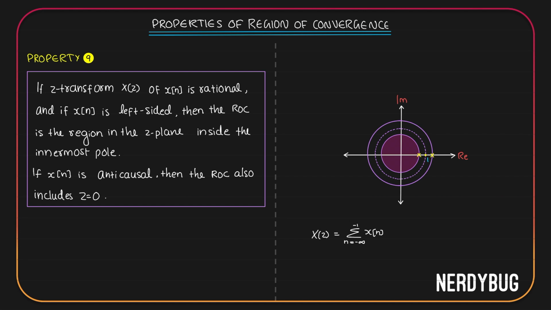X of n, z raised to minus n. In this case, n can only take negative values. So the power of z, which is minus n, is always going to be positive. In that case, when magnitude of z becomes 0, you will get 0 to the power something positive. This is equal to 0, so it is a finite value. Therefore, when x of n is anti-causal, then ROC will also include z equal to 0.